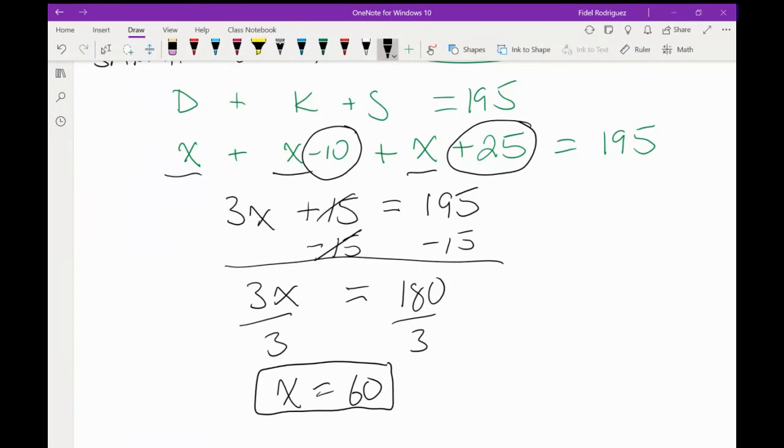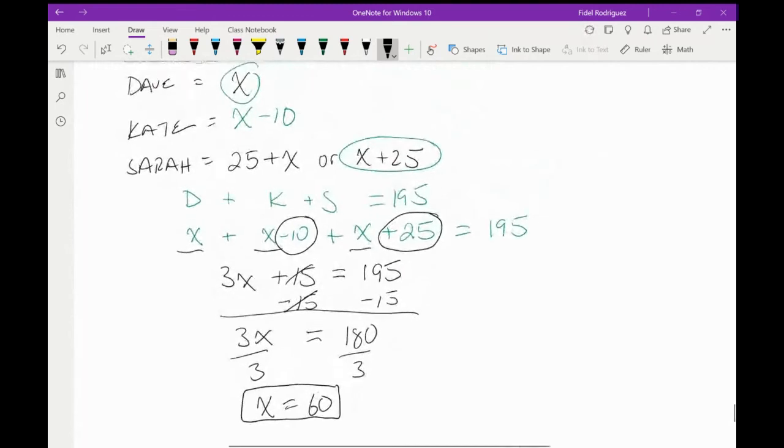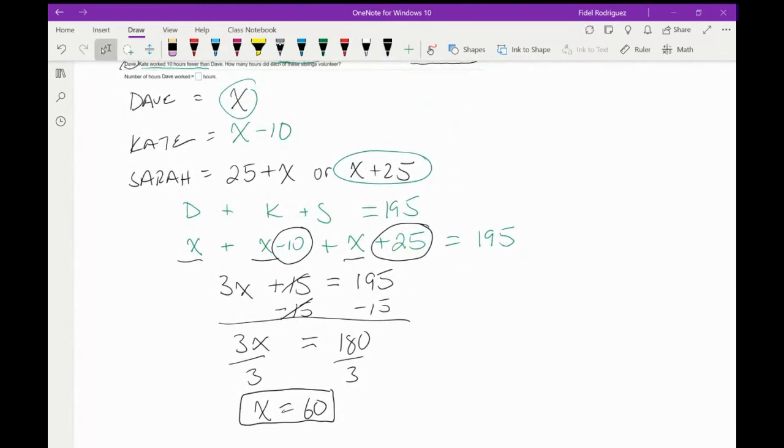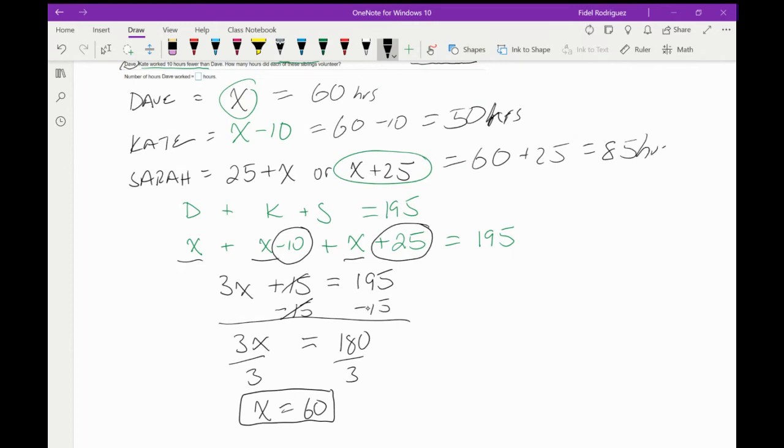X was 60. But we got to figure out what did that really mean, right? What was 60? Okay, that was Dave's hours, right? So Dave had a total of 60 hours. Okay. Kate had 60 minus 10. Kate had 50 hours. And Sarah had 60 plus 25. Sarah had 85 hours. So I now have each of their values, right?